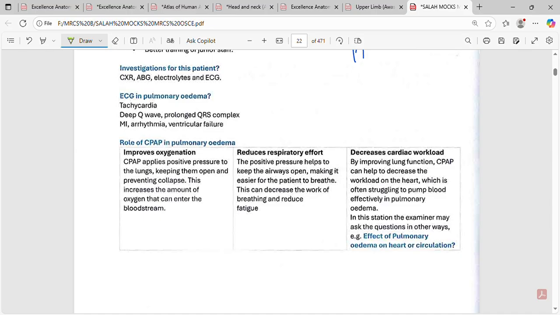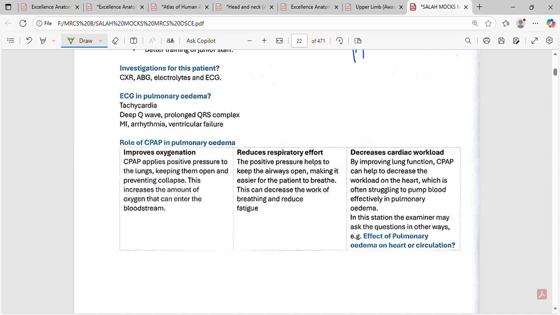It improves oxygenation. CPAP applies positive pressure to the lungs, keeping them open and preventing collapse. This increases the amount of oxygen that can enter the bloodstream. It reduces respiratory effort. The positive pressure helps to keep the airway open, making it easier for the patient to breathe. This can decrease the work of breathing and reduce fatigue. It decreases cardiac workload. By improving lung function, CPAP can help decrease the workload on the heart, which is often struggling to pump blood effectively in pulmonary edema.